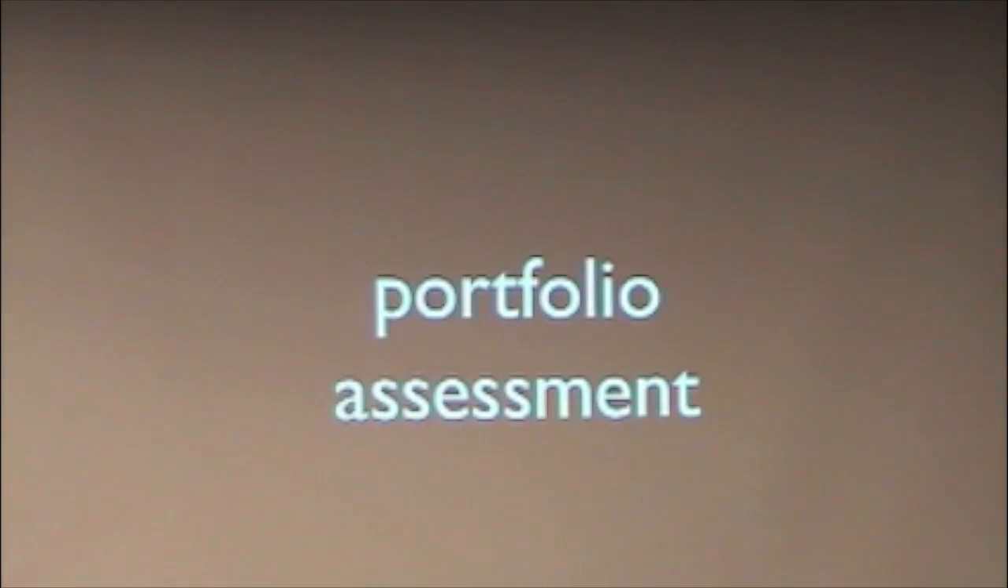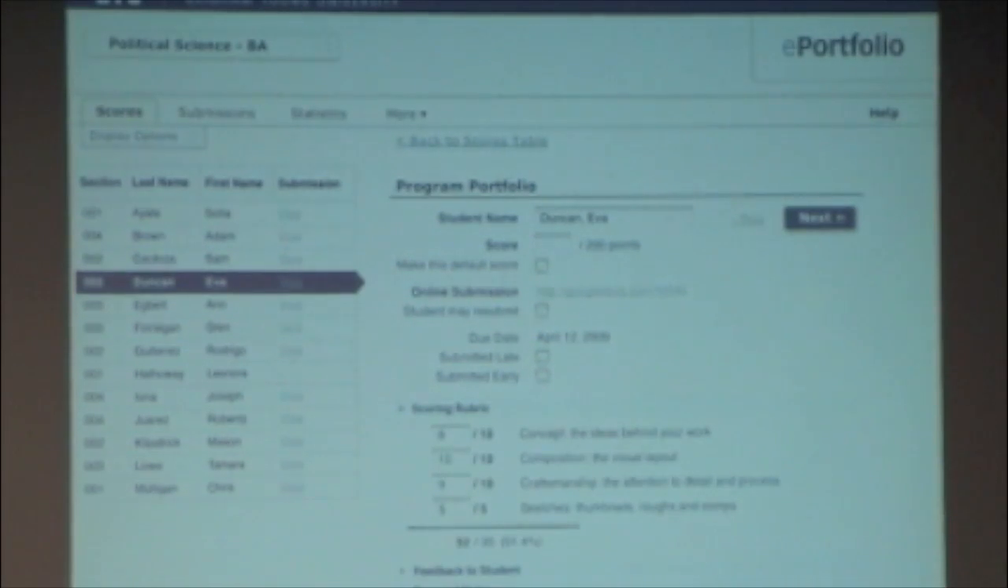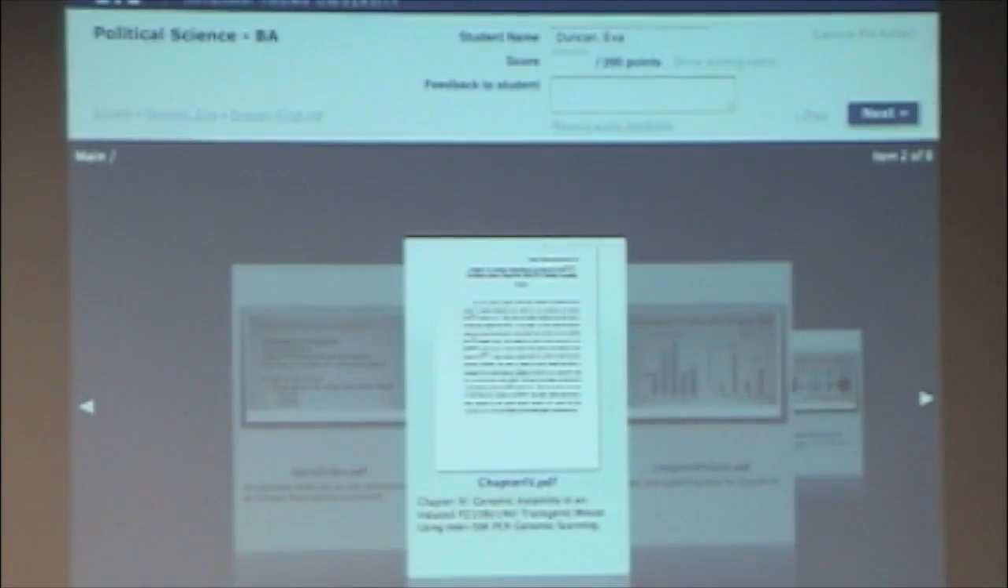Well, this works pretty well for portfolio assessment too. Now instead of a course gradebook, I create a program gradebook, and now the assignment is give me your portfolio, tell me where it lives. So now I've got a portfolio that's been uploaded, and I can give it the same kind of feedback that I gave, but probably more verbose and related to program goals instead of course goals.